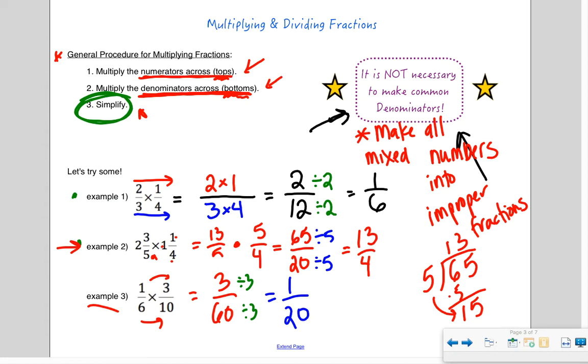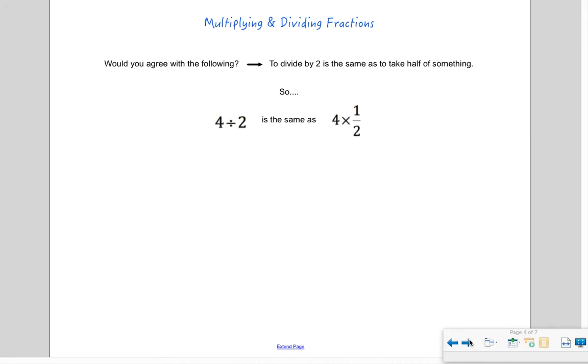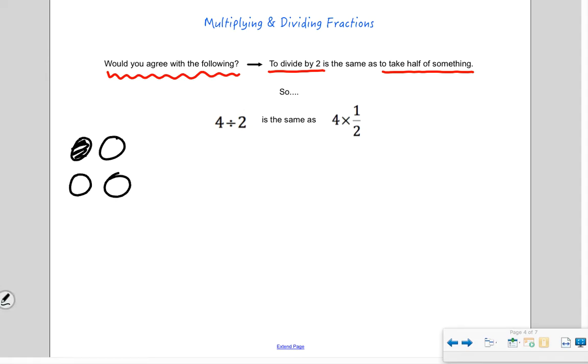I'm going to move on to division, and so if you want to go back and review any multiplication, go back, but we're moving ahead. Dividing. Let me try to explain dividing fractions in the following way. Would you agree with my statement that to divide by 2 is the same as to take half of something? If I have 4 pizzas and I divide them into 2 groups, that's this group here and this group there. That's divided into 2 groups. What do I have? 2.